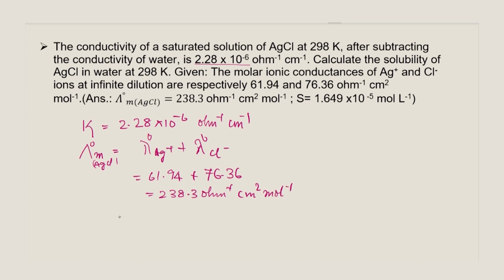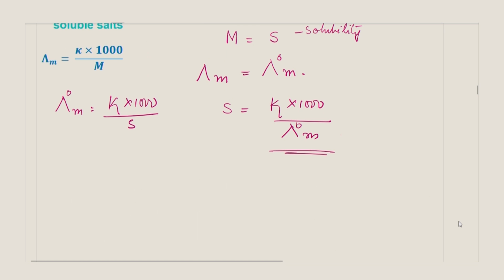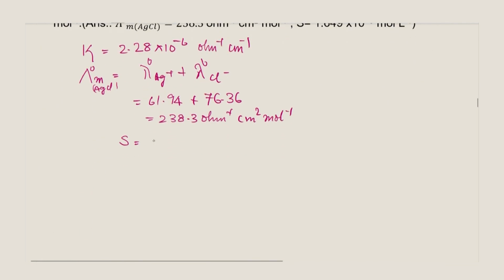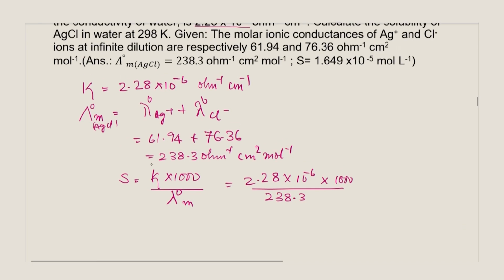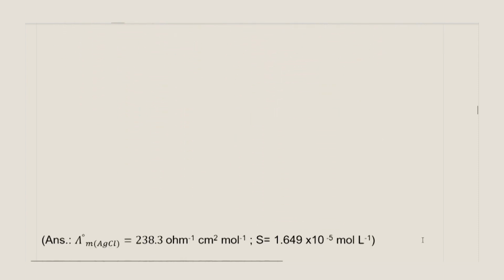Now, you can find the solubility. We were using that expression, that is, solubility is kappa into 1000 by lambda 0 m, which is equal to 2.28 into 10 to the power minus 6 into 1000 divided by 238.3, and you will get the answer as solubility is equal to 1.649 into 10 to the power minus 5 moles per liter. So, you can determine the solubility of an insoluble salt.